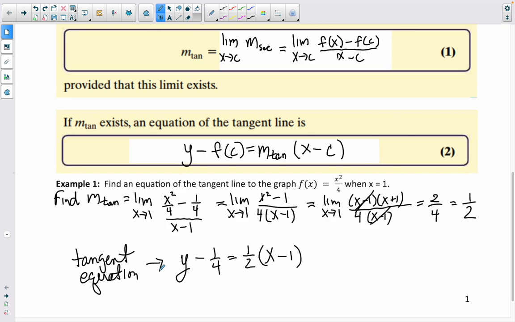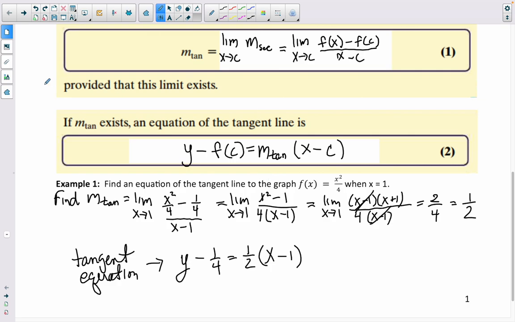All right, so again, you're going to set up the limit, right? Using our AROC, the limit's going to go as x goes to c. Evaluate, you're most likely going to get 0 over 0. Algebraically manipulate so that you can plug in what x is approaching, and that will give you the slope of the tangent. Then from that, plug it into point slope form.